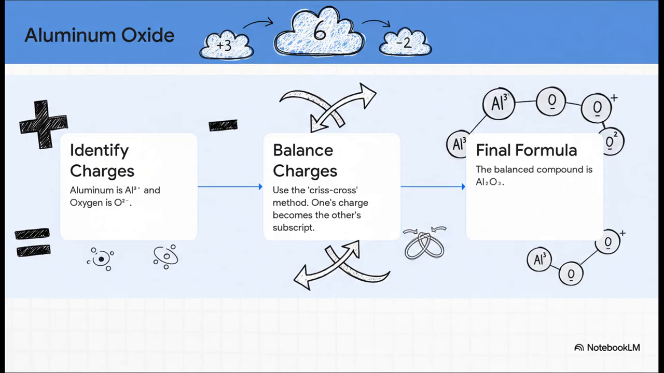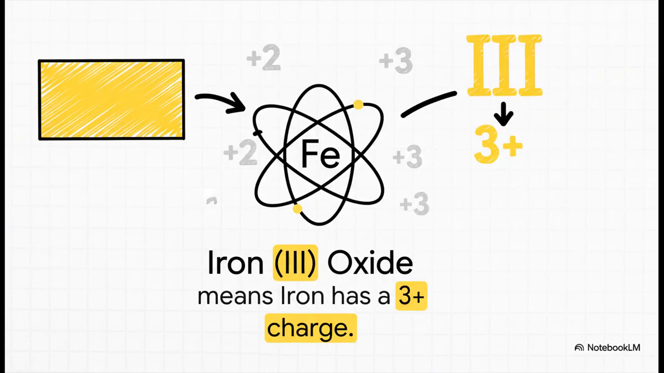Let's use aluminum oxide as our example. First step, find their charges. Aluminum likes to have a 3+ charge and oxygen a 2- charge. See? Not balanced. So we need to find a common multiple, which is 6. That means we need 2 aluminums to get to a +6 and 3 oxygens to get to a -6. And that gives us our formula, Al2O3. A lot of people call this the crisscross method, where you just swap the numbers. It's a fantastic shortcut.